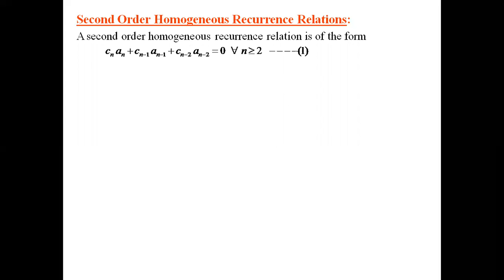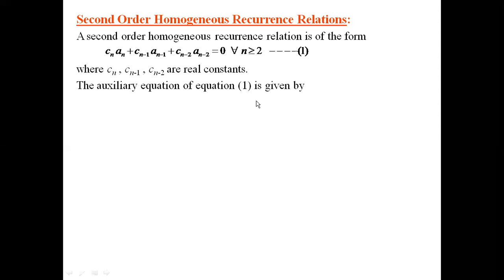We can recognize it as a second order homogeneous recurrence relation since there are three terms involved, an, an minus 1 and an minus 2 in the expression. And since the RHS of the expression is 0, it is homogeneous recurrence relation, where Cn, Cn minus 1, Cn minus 2 are all real constants.